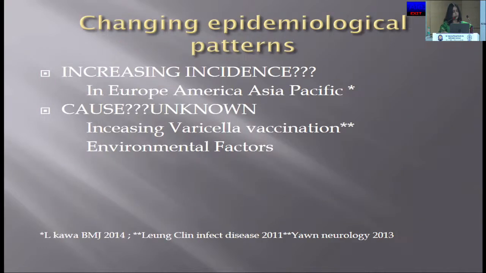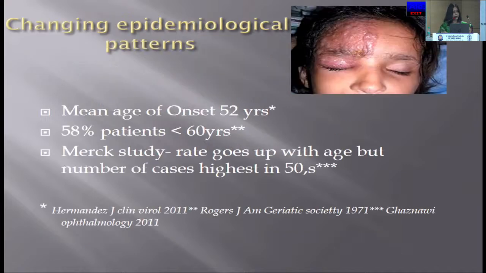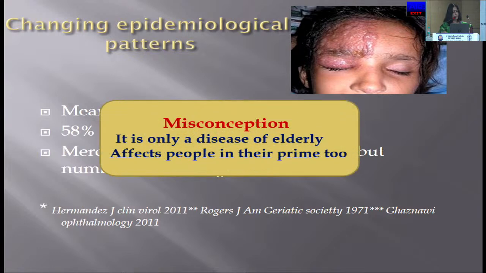The changing epidemiological pattern shows increasing incidence in Europe, America and Asia Pacific. The cause is unknown. The implications have been towards varicella vaccination in childhood, environmental factors and dietary factors. The mean age of onset has now decreased to 52 years, and more than 50% of the patients are less than 60 years of age. One major study, Merck's, tells us that though the rate may go up with age, the maximum number of cases are seen in the 50s. So again, a misconception that it is only a disease of the elderly, whereas it affects people in their prime too.